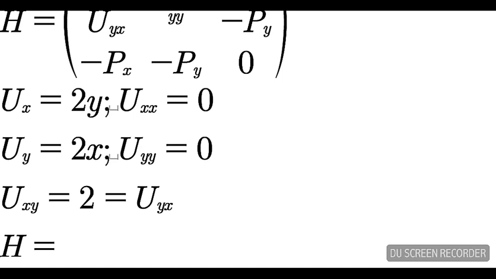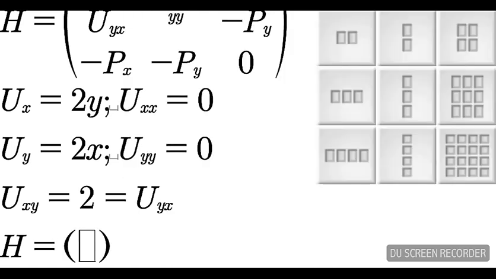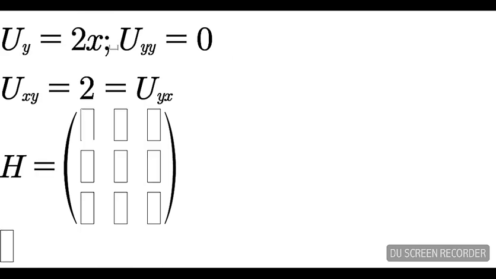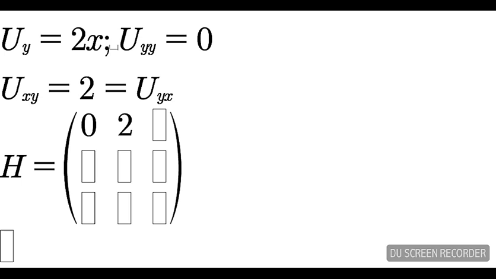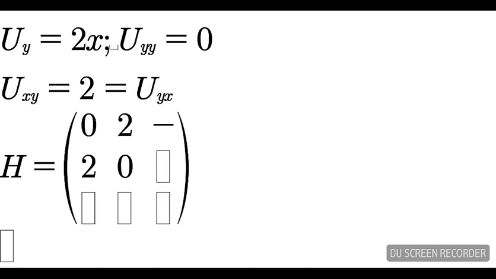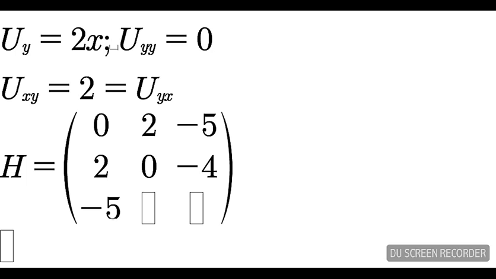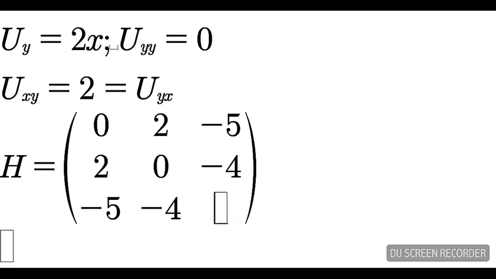And we know our values for Px and Py already, so we substitute to have H equal to the matrix with the entries now: 0, 0, 2, 2, 0, 0. These known entries are what we call our H2, which is normally negative, and that is what we call positive definite. Again, we have the prices to be minus 5, that is Px, minus 4, Py, minus 5, Px, minus 4, Py, and 0.